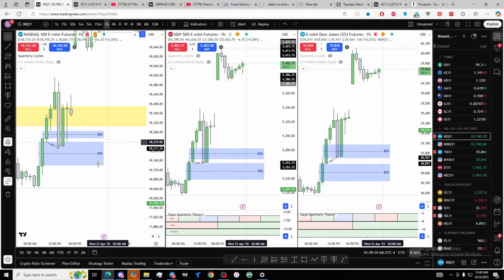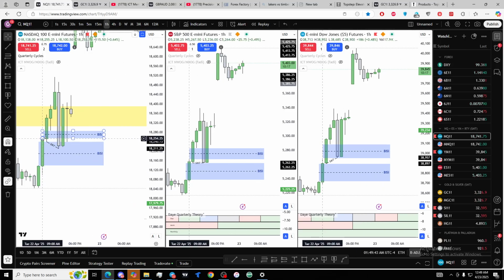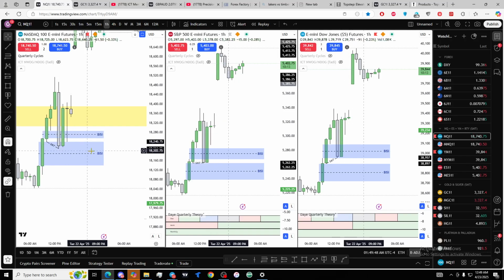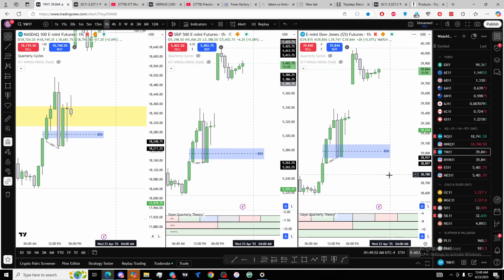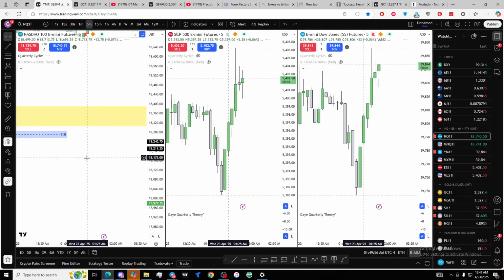So now what we can do is go from the hour to the 5 minute. And since we base it off this fair value gap low that created this gap, we can delete this one, and this one, and this one. Now we can go to the 5 minute.